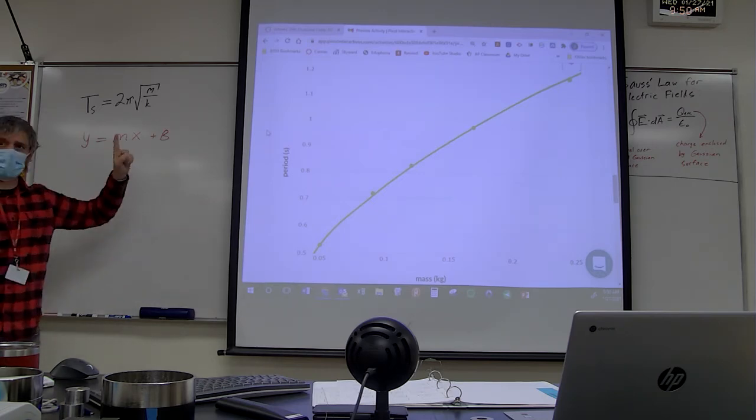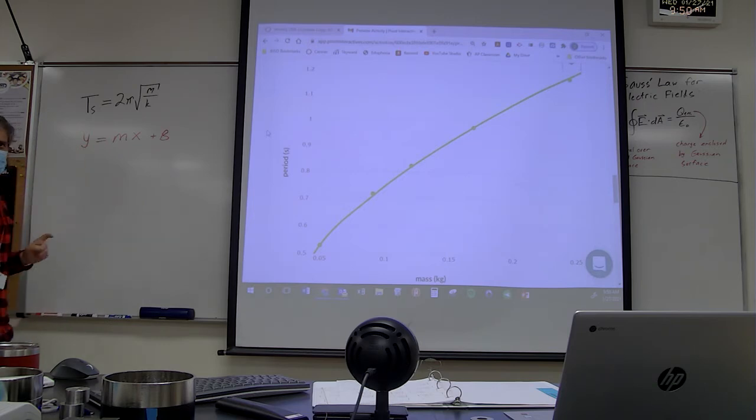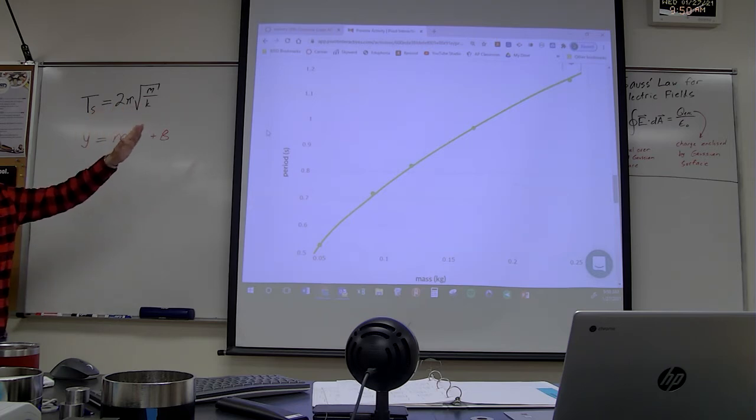Y and x are our variables, right? Y and x are our variables. M, for a linear graph, M is what? Constant or not constant? Constant, right? Does the slope of a line change? A straight line, slope never changes.